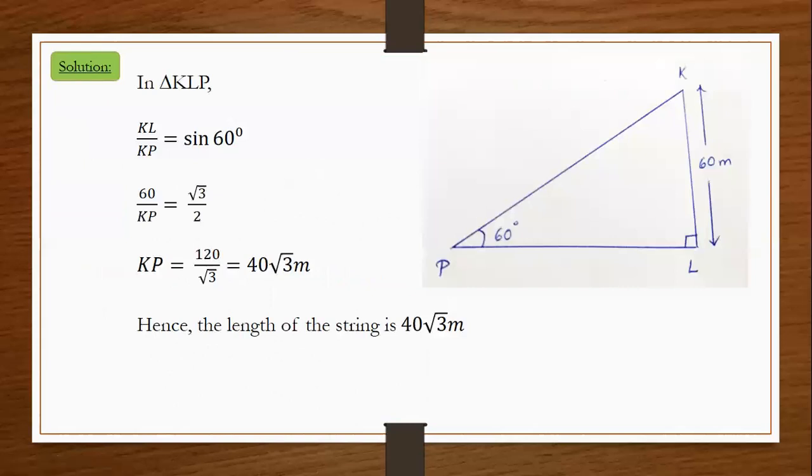So opposite side and hypotenuse. Which trigonometric ratio? Sin 60. So in triangle KLP, KL by KP is equal to sin 60 degree, opposite side by hypotenuse. So substituting, we will get KP as 120 by root 3. Again, we will not leave root in the denominator. We will rationalize it and hence we get the length of the string to be 40 root 3 meters.